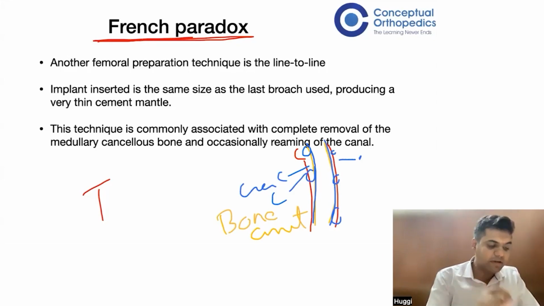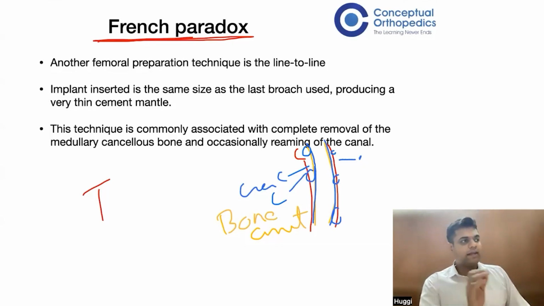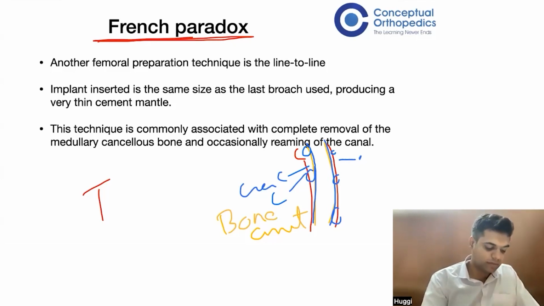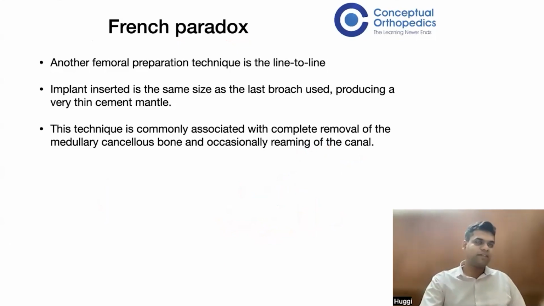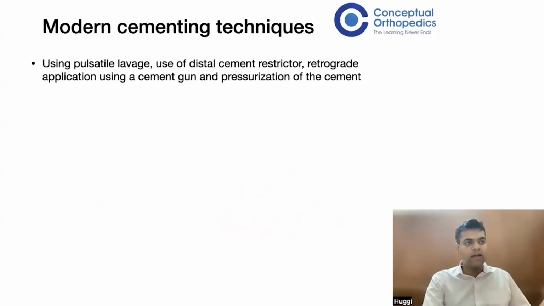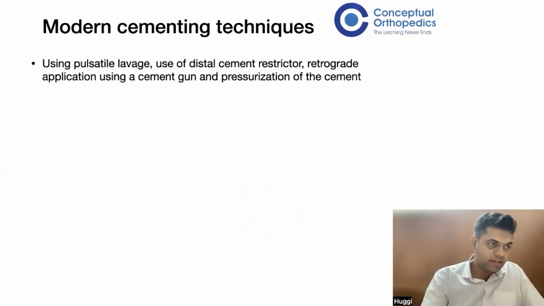This type of cementing technique, this type of broaching or stem design, is based on the principle of the French paradox. This is the latest technique and they say it has the least failure rates compared to the others. So we know how the cement affects and how the broaching affects. Now we'll discuss other aspects of failure.